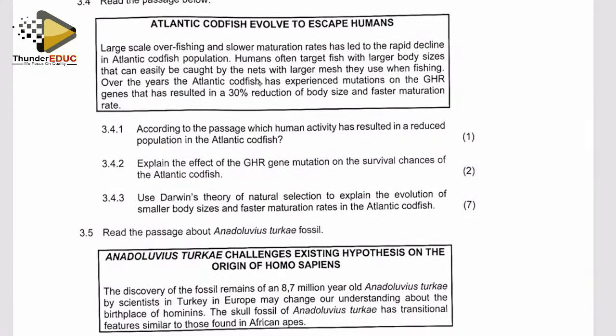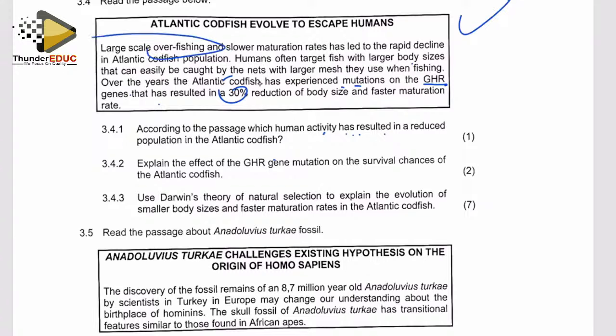Large scale overfishing. Okay, so this passage mentions a 30% reduction of body size and faster maturation. According to the paragraph, which human activity has resulted in the change? When we bring such a question, guys, make sure that you read the passage at least three times so that you are able to obtain the information which is there. According to the passage, which human activity has resulted in the change in the population of Atlantic codfish?